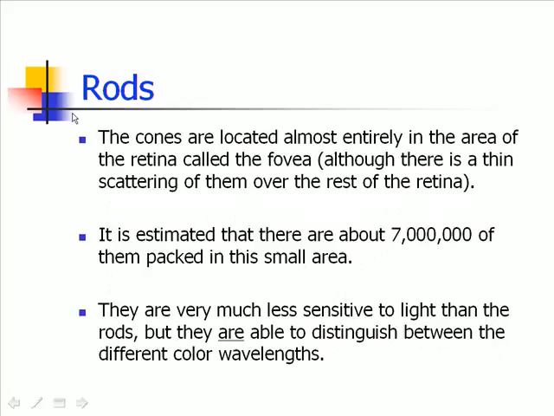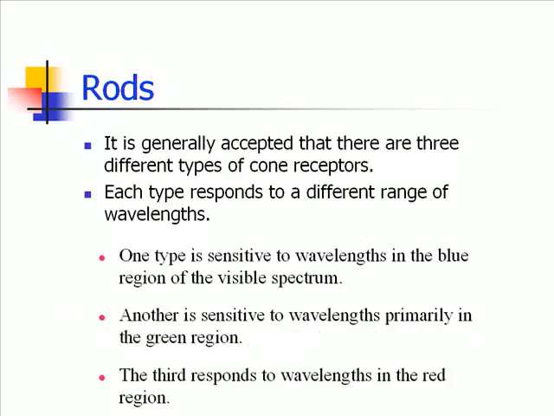But they are able to distinguish between different color wavelengths. We've talked about the different color wavelengths earlier today. Our cones are very sensitive to those individual wavelengths. Some are sensitive to certain wavelengths, and others are sensitive to other wavelengths. One type is sensitive in the blue region, one in the green region, and one in the red region. So generally we consider to have blue, green, and red sensors in our eyes.